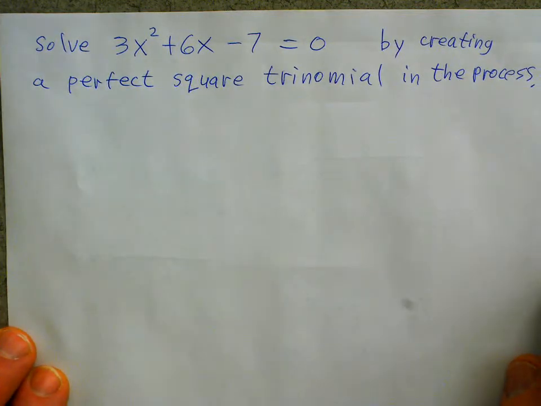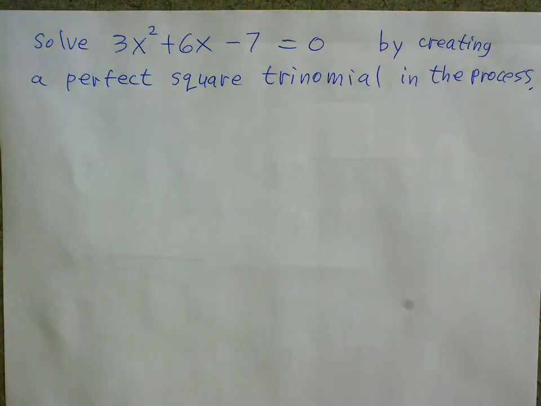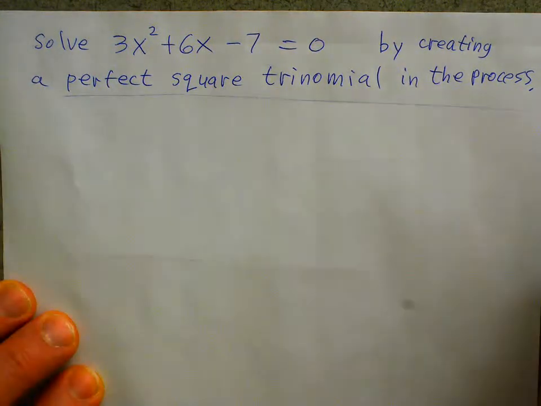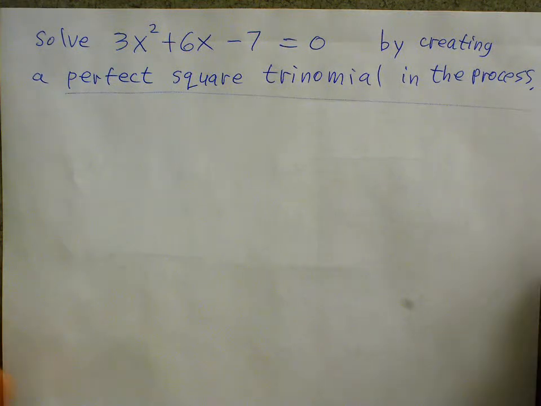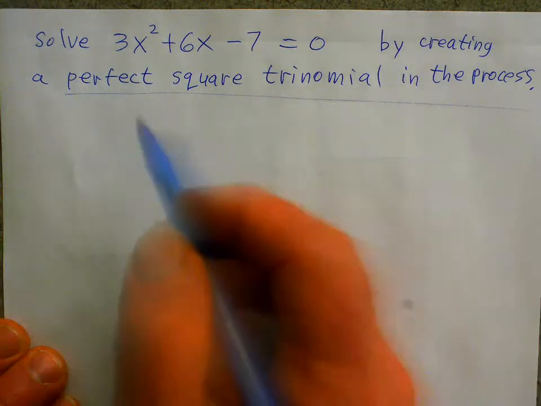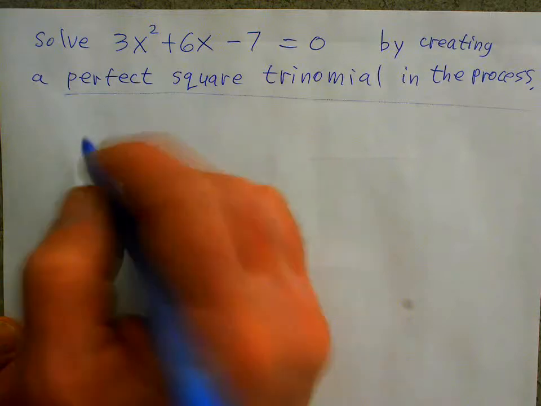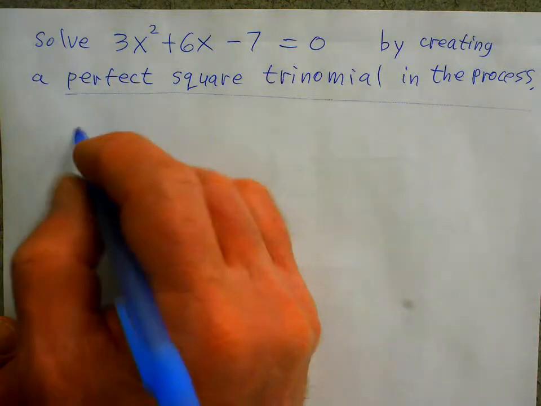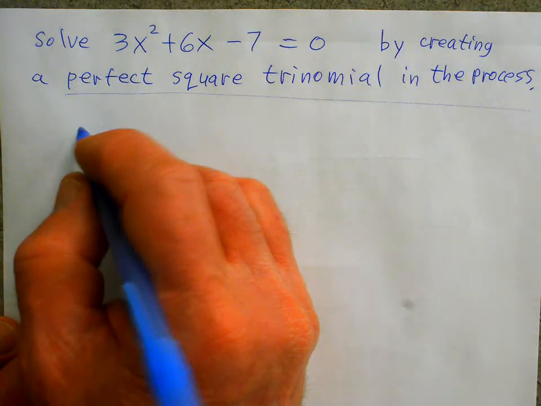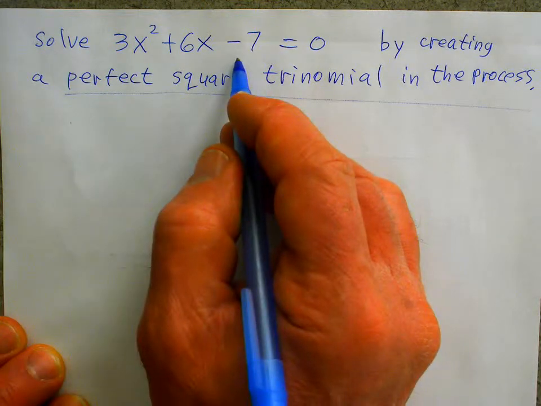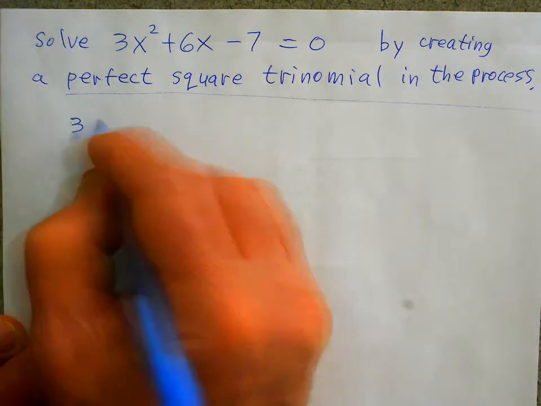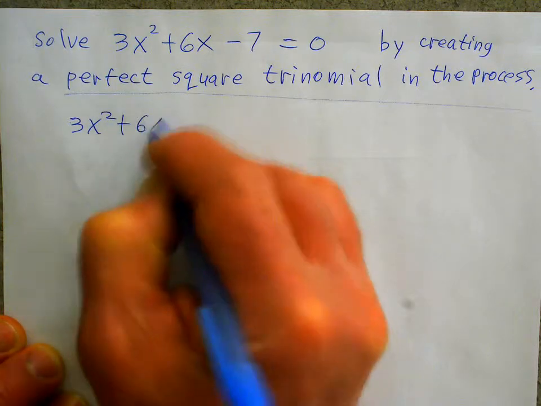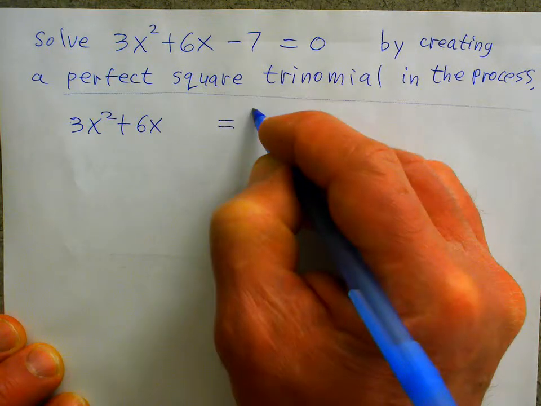So doing it this way, you can solve any quadratic equation whatsoever using this process. What we want to do is we want the x squared term and the x term on one side of the equation. So we're going to add 7 to both sides. So we get 3x squared plus 6x equals 7.